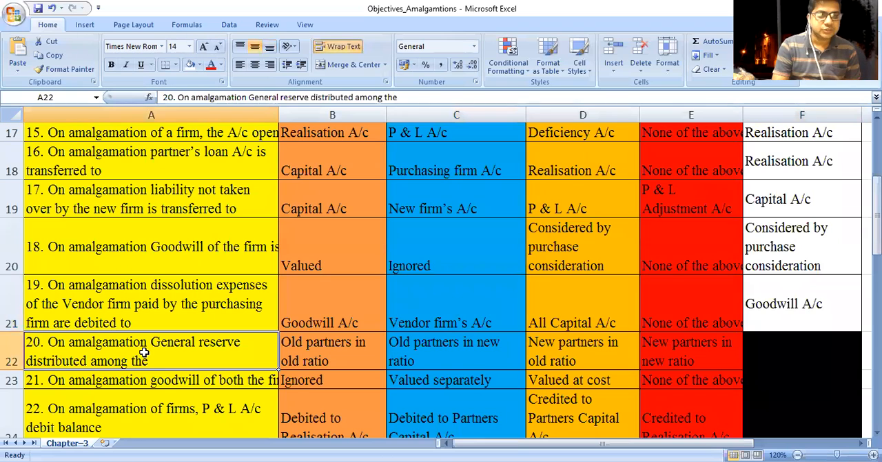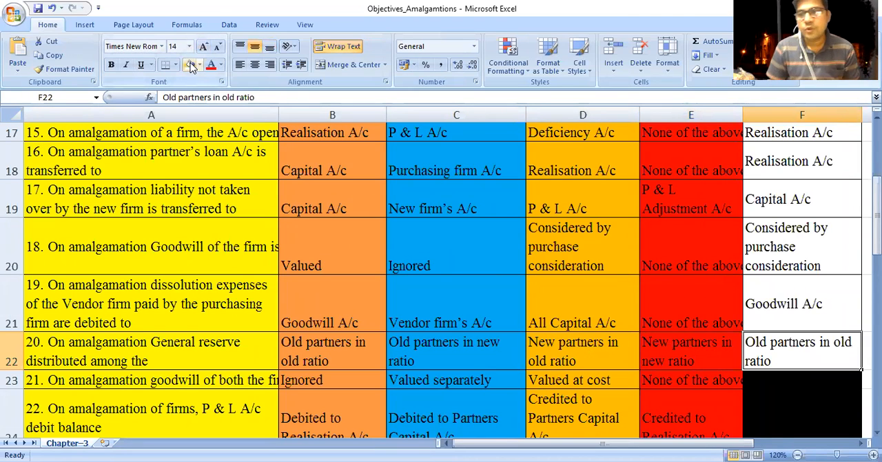On amalgamation, general reserve is distributed among the old partners in old ratio, old partners in new ratio, new partners in old ratio, or new partners in new ratio. So answer will be old partners in old ratio. The general reserve we will distribute among the old partners as per their old profit sharing ratio.